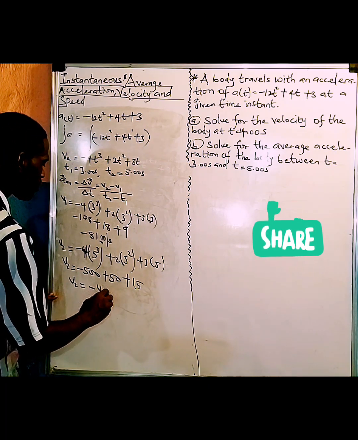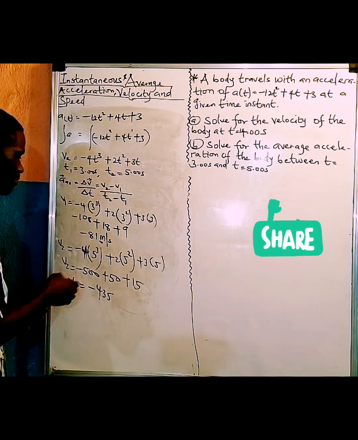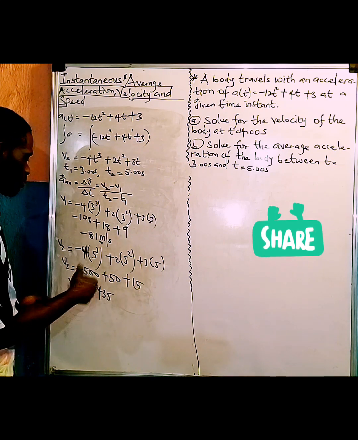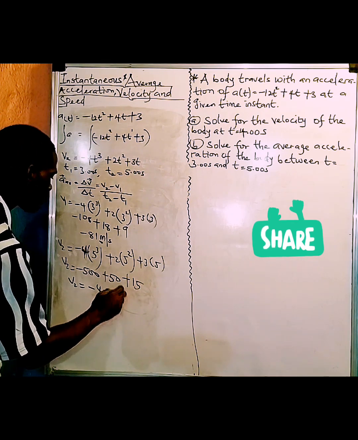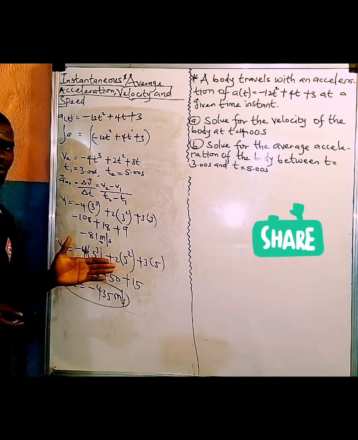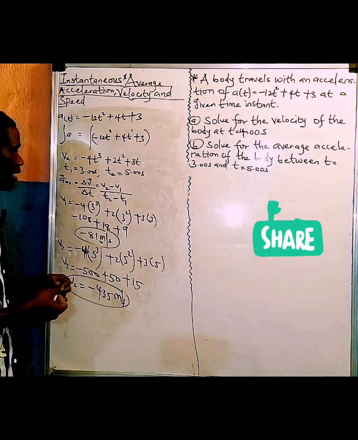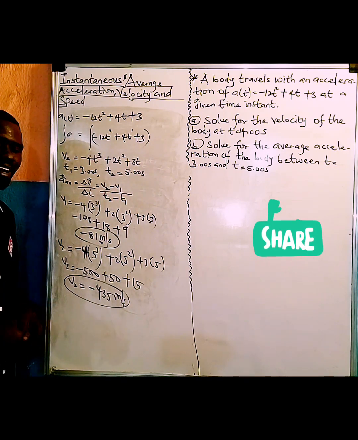Minus 435. So I hope we are right. Minus 500 plus 50 is minus 450, plus 15. Minus 435 is correct, meters per second. So right away we have our two velocities. There's velocity 1 and there's velocity 2, at time 1 and time 2.